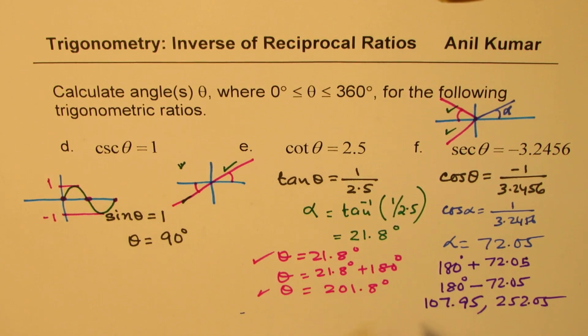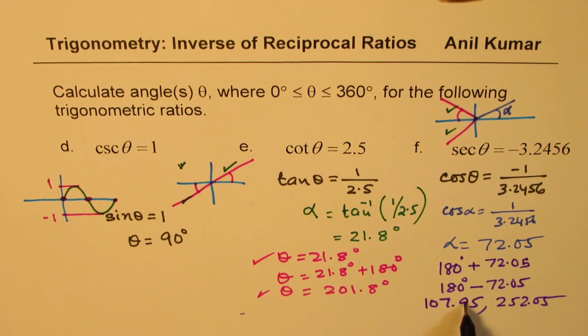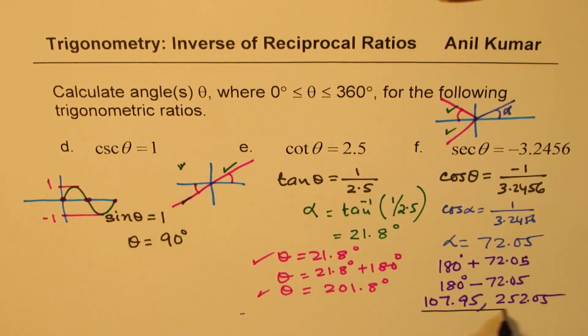So these are the two solutions. Now, if you want to round them, it depends on your question. Based on that, round them, right? Normally, if not mentioned, one decimal place is good enough.